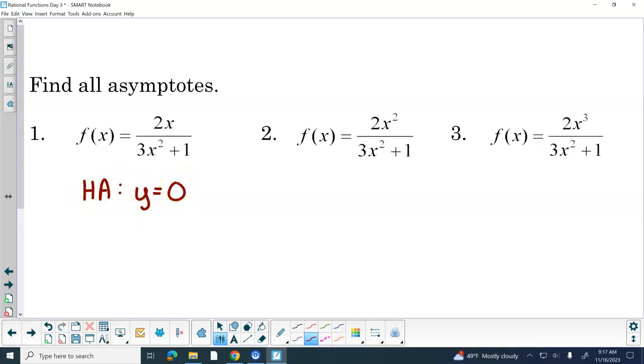No verticals. Okay. Second one, does it have a horizontal asymptote? Yes. That's a number. Y equals 2/3 is my horizontal asymptote. Does the last one have any asymptotes? Nope, because we got a big over a small. So on those three functions, those are the only two asymptotes that we could find.